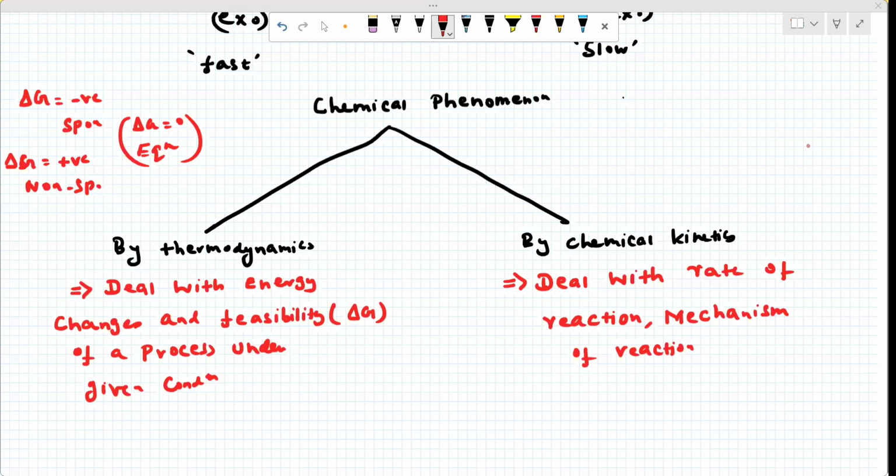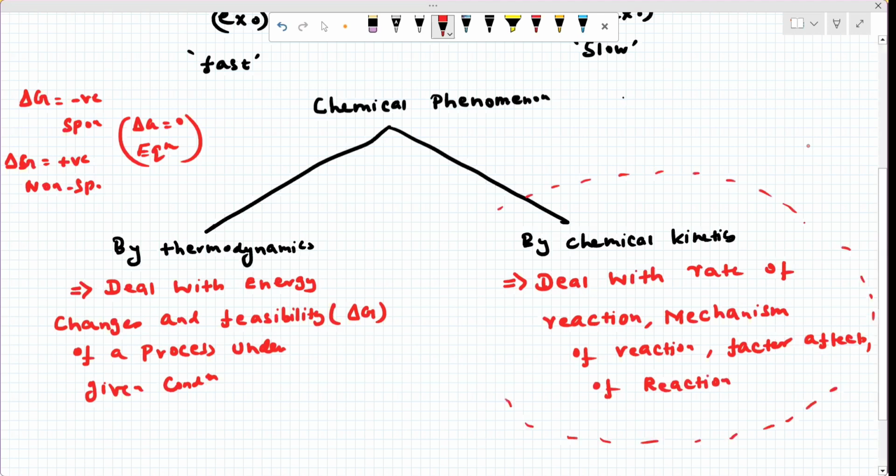But using kinetics, you can deal with the rate of reaction, the mechanism of reaction, and the factors affecting reactions. Now, what is our main goal? To learn chemical kinetics.